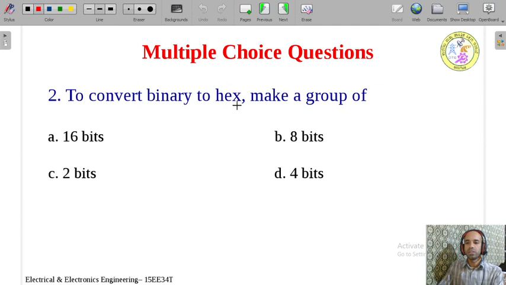To convert binary to hex, make a group of. 16, 8, 2 and 4 bits. We know that we need to make a group of 4 bits each. Therefore the correct answer is option D.